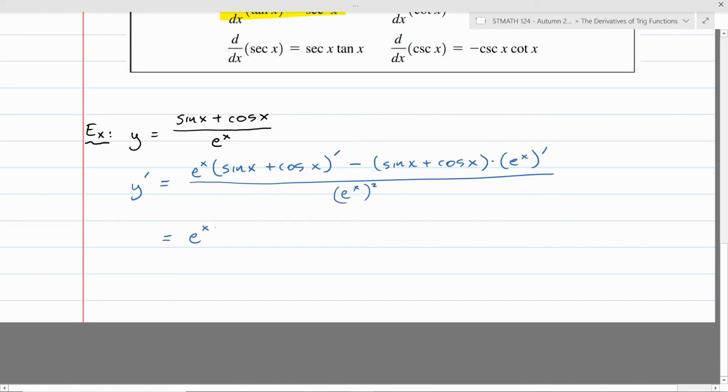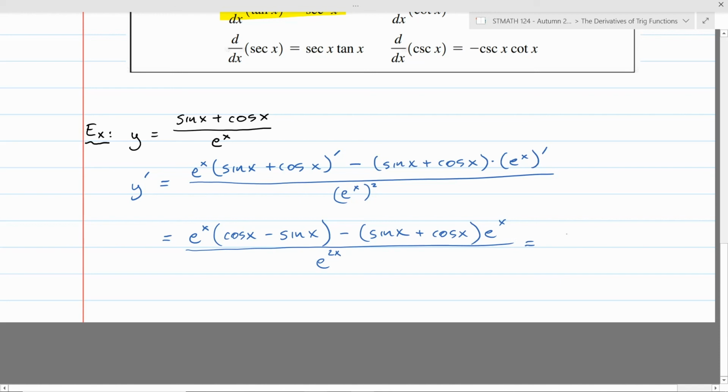And then the derivative of sine plus cosine would be cosine of x minus sine of x. Then I have minus sine of x plus cosine of x. And then the derivative of e to the x is just e to the x. And then you have e to the 2x in the denominator. And I could do a fair amount of simplification on this.